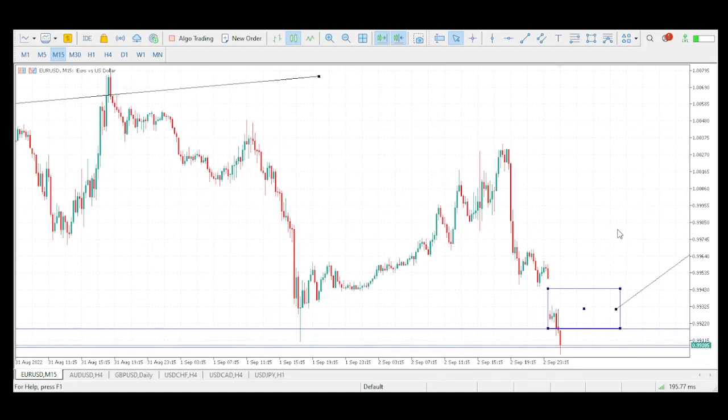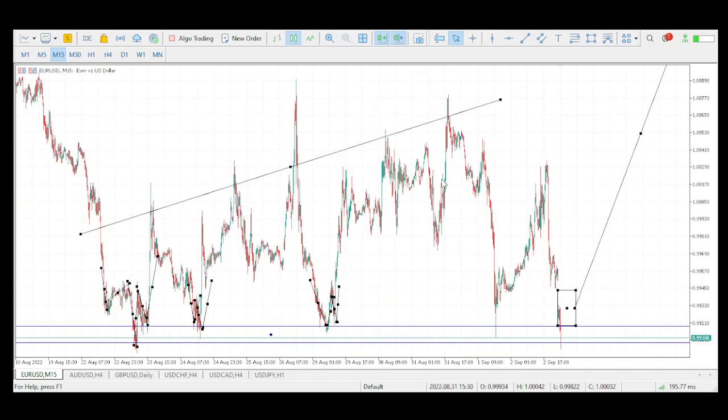Let me just change the color so that you can see it very clearly. Let me change it to black. I think black is more transparent, it's very clear. So let's know what will happen in this pattern. Let's see what will form.